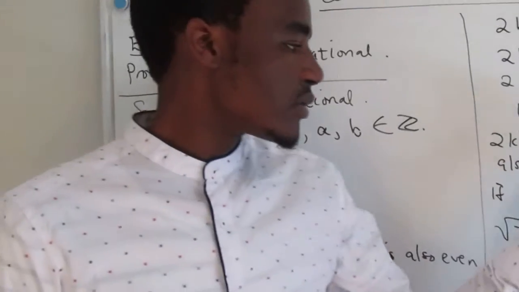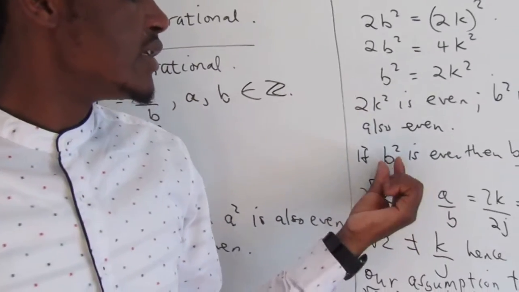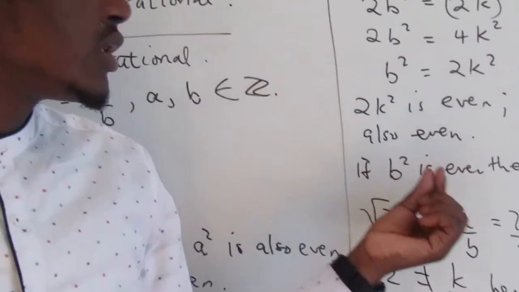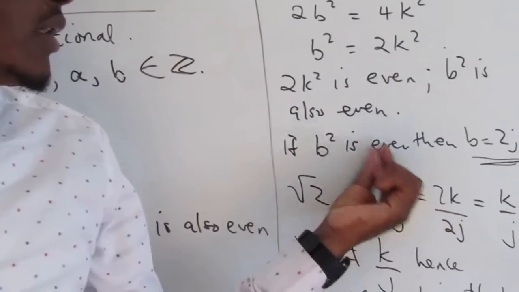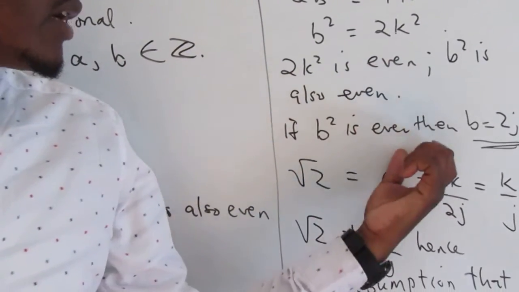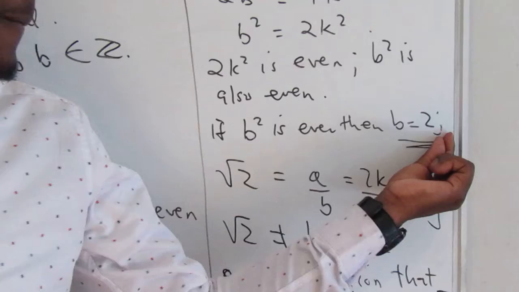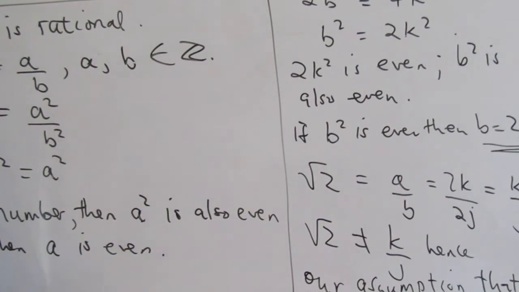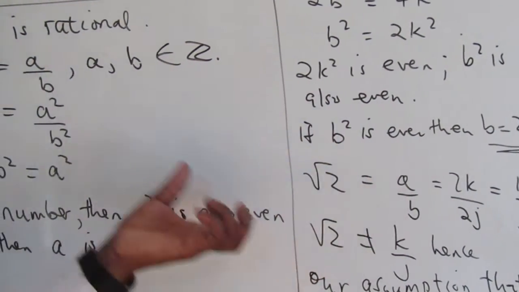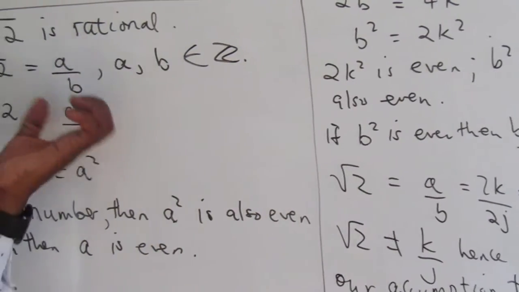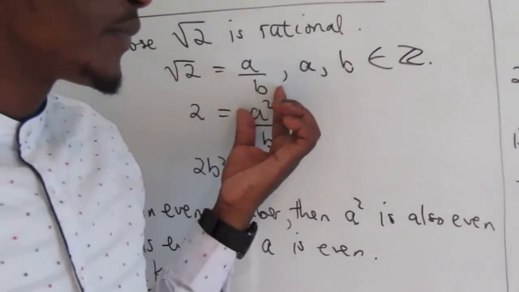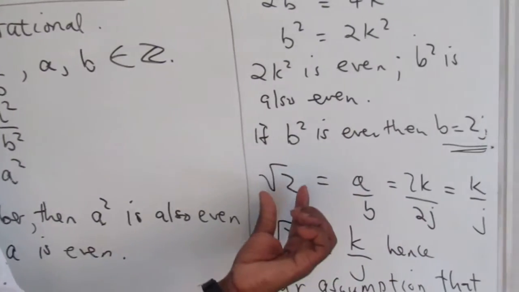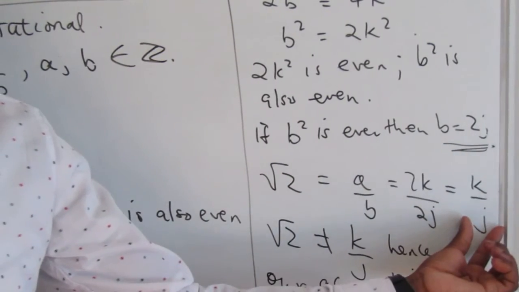And if b squared is also even, this means that b is an even number, because if b is an even number, if we square it, this is the situation which can only give us an even number. Thus, we relate that if b is an even number, then b is equivalent to 2j. Alright. Given that b is equal to 2j and a is equal to 2k, we can substitute in the original statement that root 2 is equivalent to a over b, which then gives us this result that root 2 is equivalent to k over j.